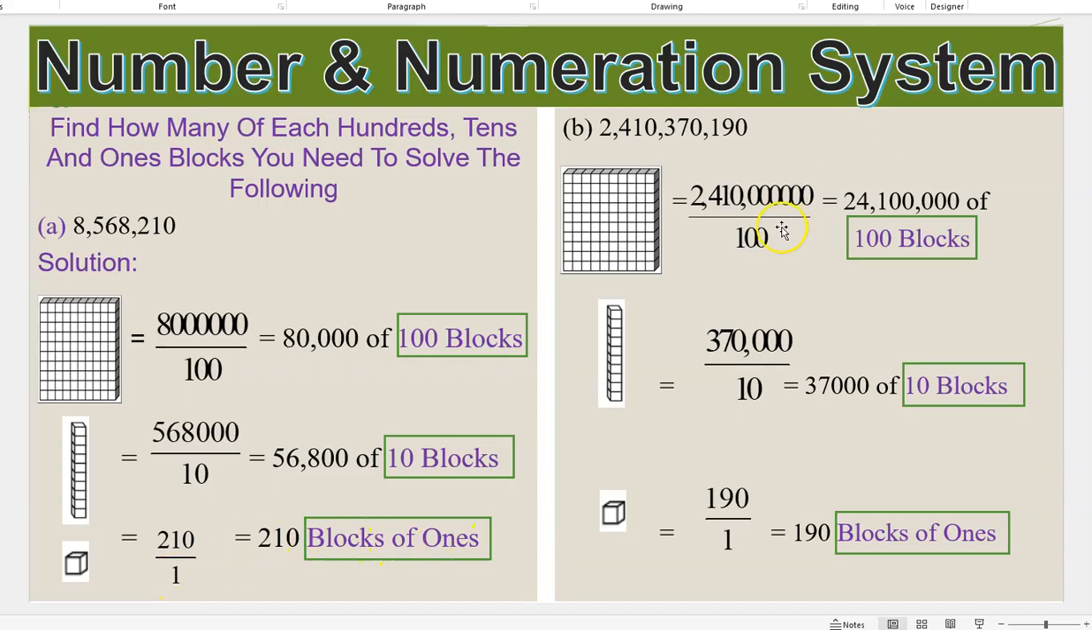Here we have 2,410,000,370,190. So when we separate 2,410,000,000, as you can see here, and then we divide it by 100, we are going to get 24,100,000 of 100 blocks. Then we move to tens. We consider 370,000. So when we divide 370,000 by 10, we get 37,000 of 10 blocks. And then we are left with 190. So 190 divided by 1, that is ones, or the one block, we get 190 blocks of ones.